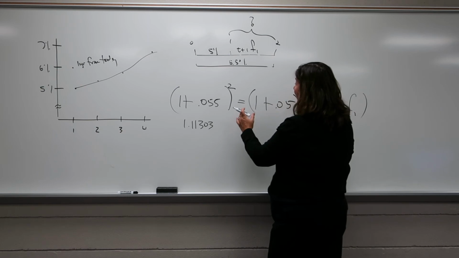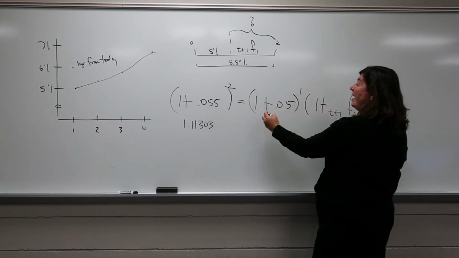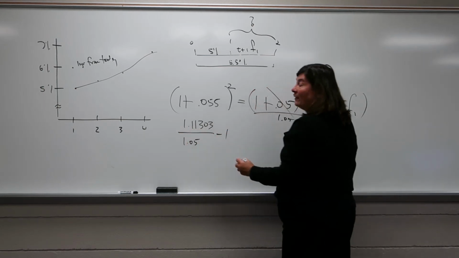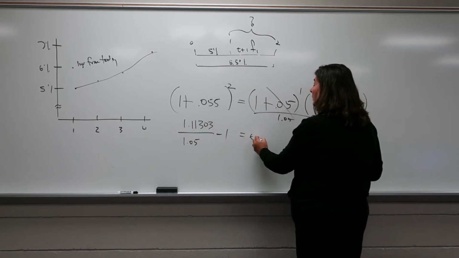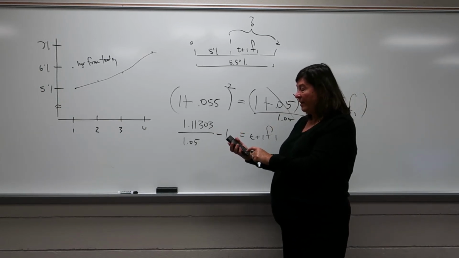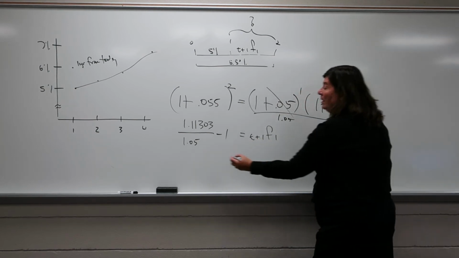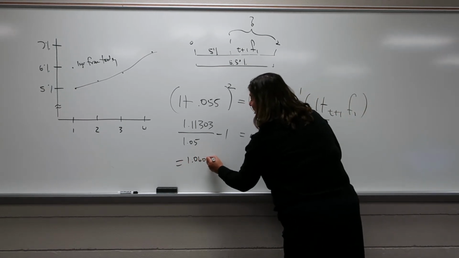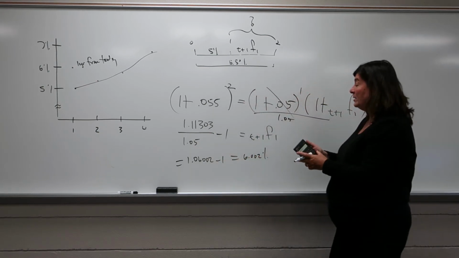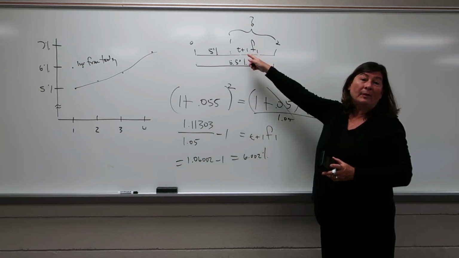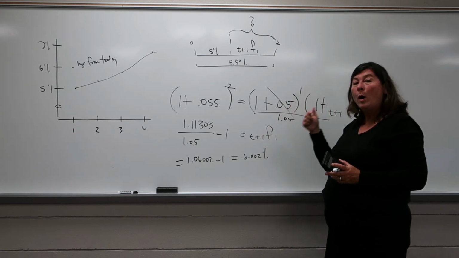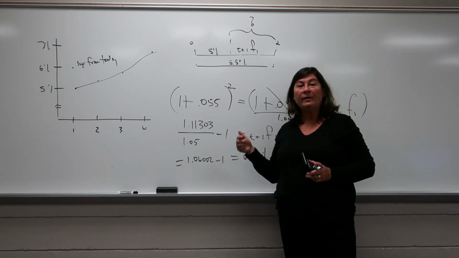So we're going to divide both sides by 1.05. And then we're going to subtract the 1, and that's going to leave us with t plus 1 f1. So if I divide 1.11303 by 1.05, I get 1.06002, minus 1 equals 6.002%. And you know what? That's almost exactly what we found when we did the simple average a second ago, 6%. So this is finding a 1-period rate 1 period from now.